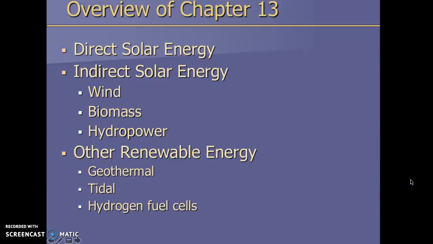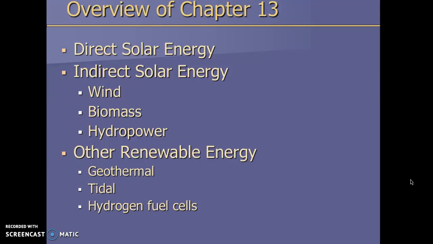So chapter 13 is about alternative energy, renewable energy. And the book breaks up the energy forms first into direct solar energy, which would include passive and active solar power. And then it goes into indirect solar energy, and that's things that are powered indirectly through the sun. So wind, how the currents are based on the temperature, which comes from solar radiation.